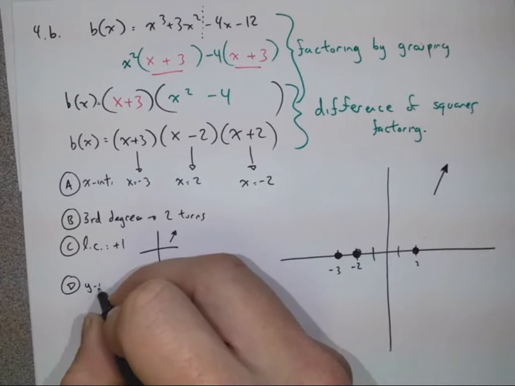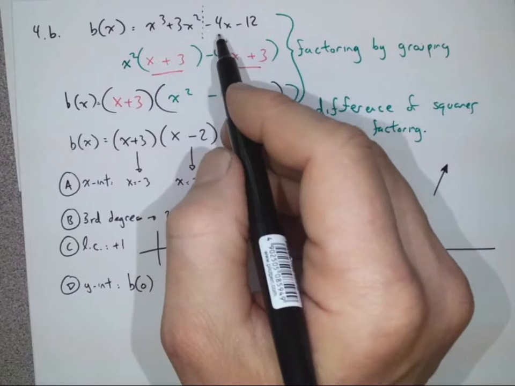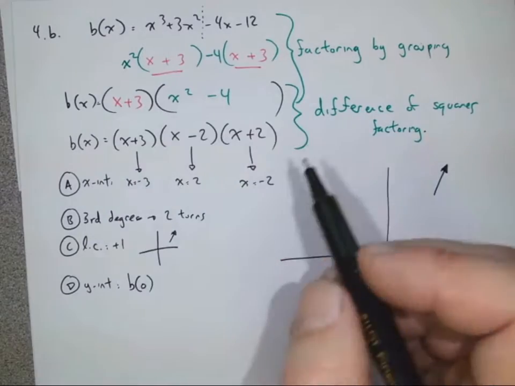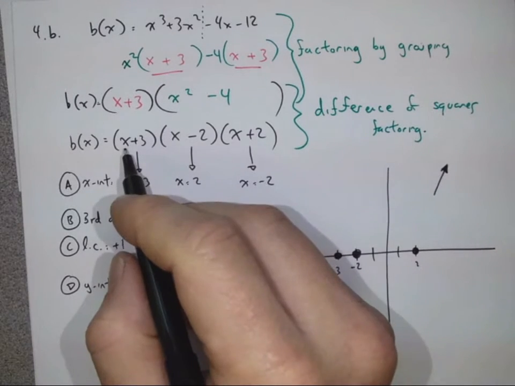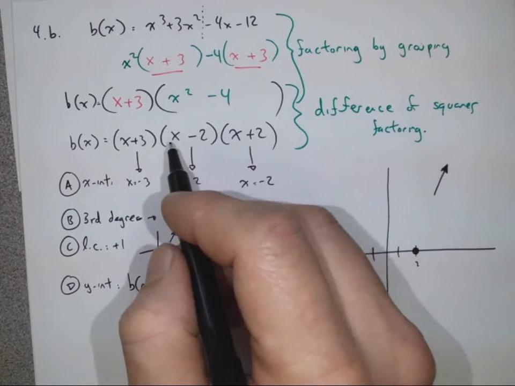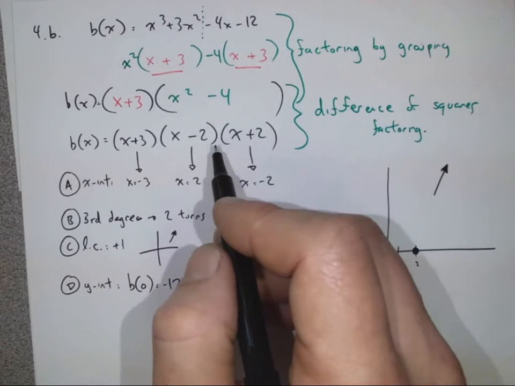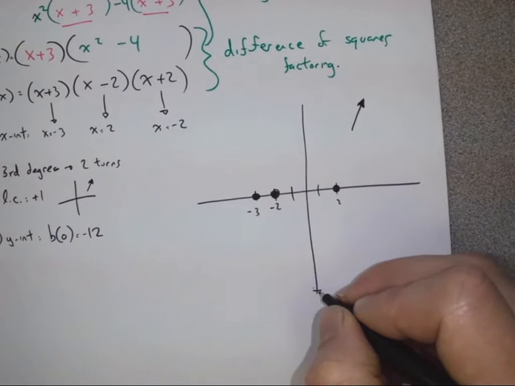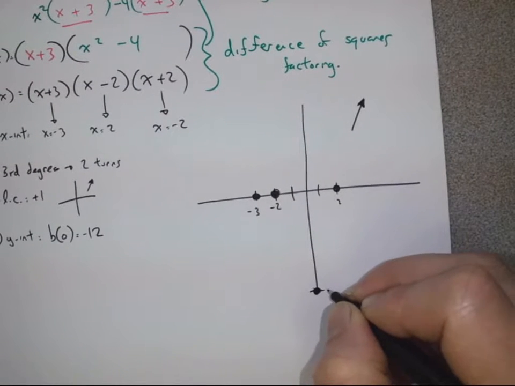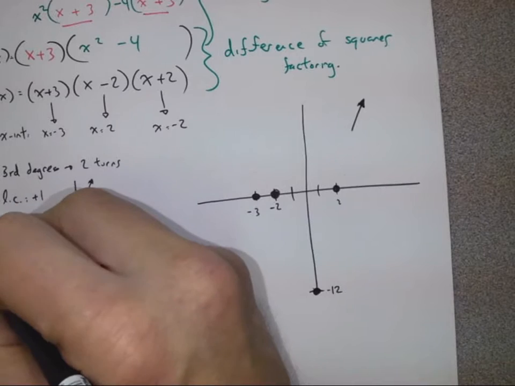My y-intercept, my b of 0. In other words, I could punch in 0 for each of these x's, but those terms would all disappear. I just end up with -12. Alternatively, I could put in 0 here, 0 here, and 0 here, and multiply all 3 of those expressions together. Again, you get 3 times 2, which is 6, times -2, which is -12. So we get a y-intercept down here. Doesn't need to be to scale necessarily, -12. Now, this is already starting to come together for me. I can sort of see how it all fits.